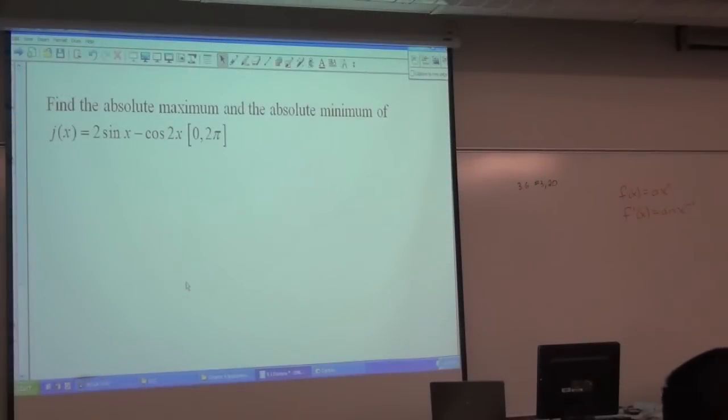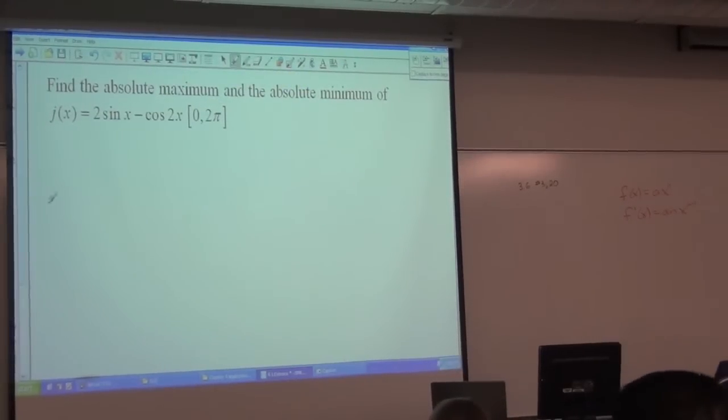Okay, how about here's a closed interval. With trig functions, we want to be on a closed interval because they're repetitive. They keep repeating. There'd be an infinite amount of extrema. So we'll do it on a closed interval. Try to figure out the absolute maximum, absolute minimum of 2 sine of x minus cosine of 2x from 0 to 2 pi.